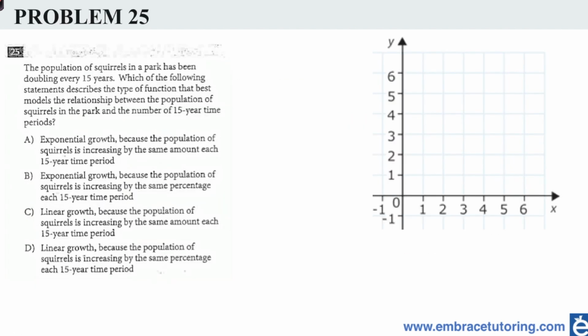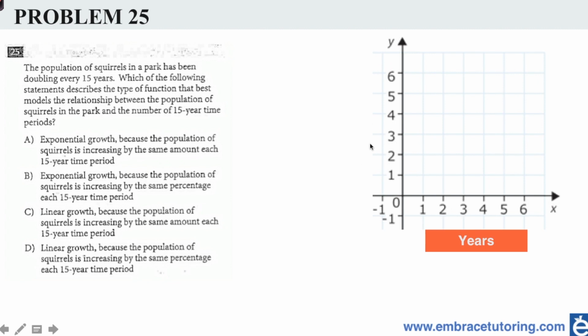Problem 25 states the population of squirrels in a park has been doubling every 15 years. Which of the following statements describes the type of function that best models the relationship between the population of squirrels in the park and the number of 15-year time periods? Number of 15-year time periods is important to note because this isn't exactly year 1 or year 2. This refers to the first time they take the sample, the second time they take the sample. So this is actually 15 years, 30 years, 45 years, etc.